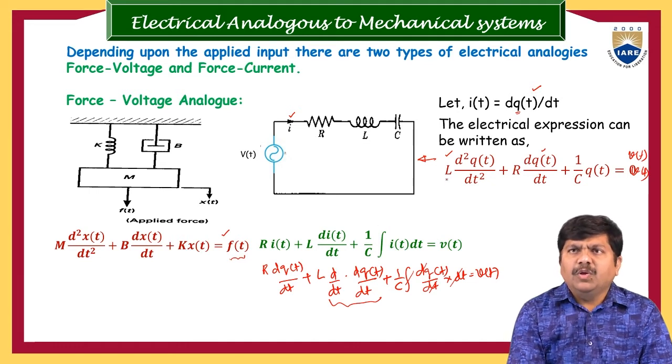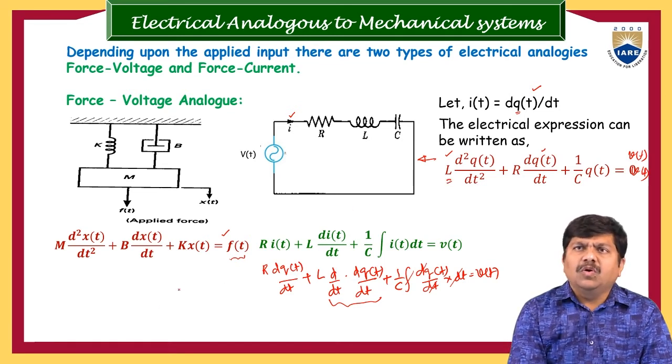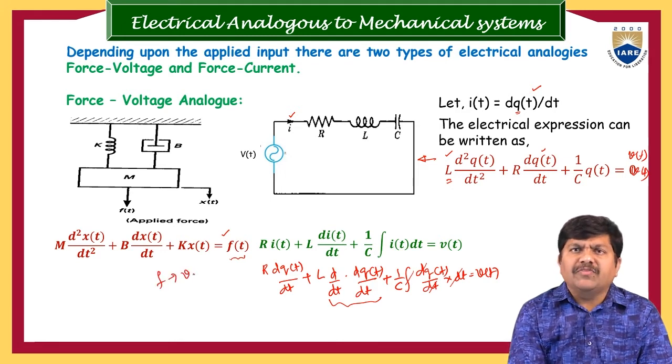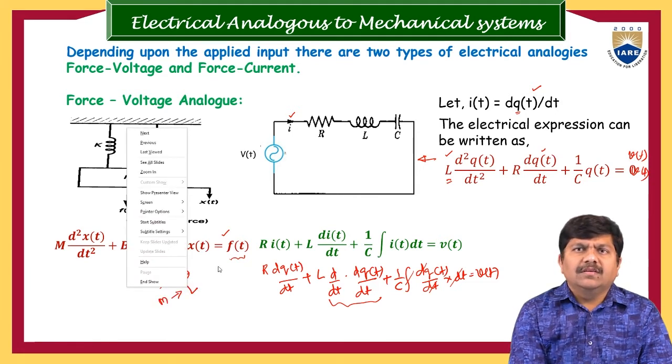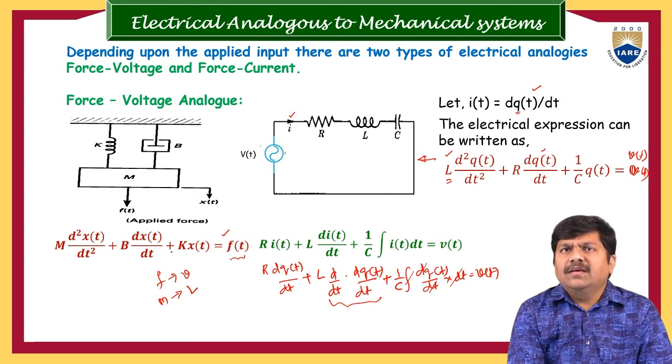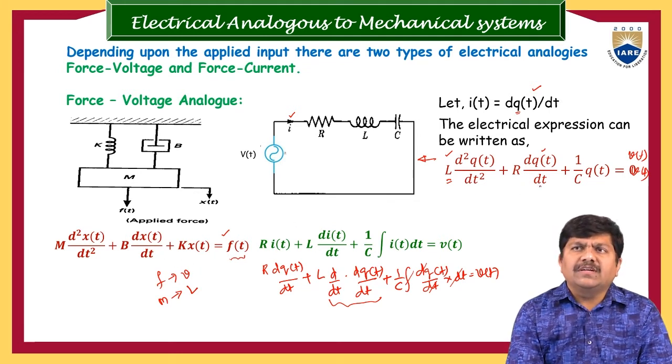So the coefficient of the d square/dt square term in the electrical is L and in the mechanical is M. So if force is equivalent to voltage, then mass becomes inductance in the electrical system. Next, the second term, the first order differential term, if you compare d/dt, the coefficient of d/dt in the electrical is R, and in the mechanical that is B. So this B, the damping dashpot, is equivalent to R, and here this is L.